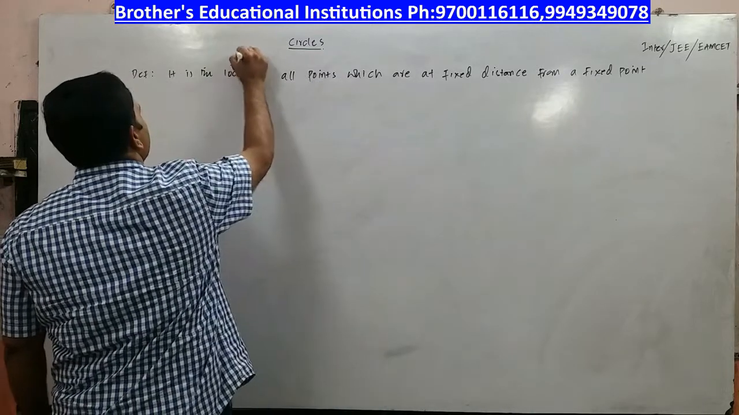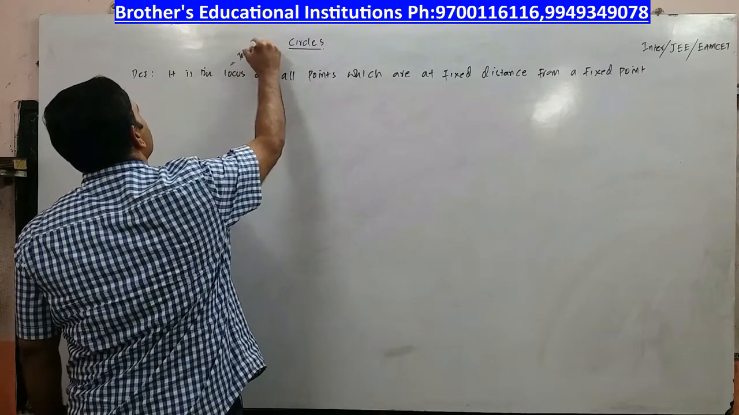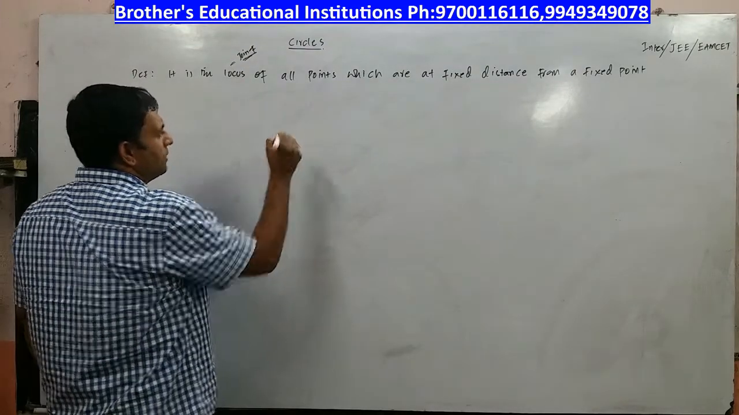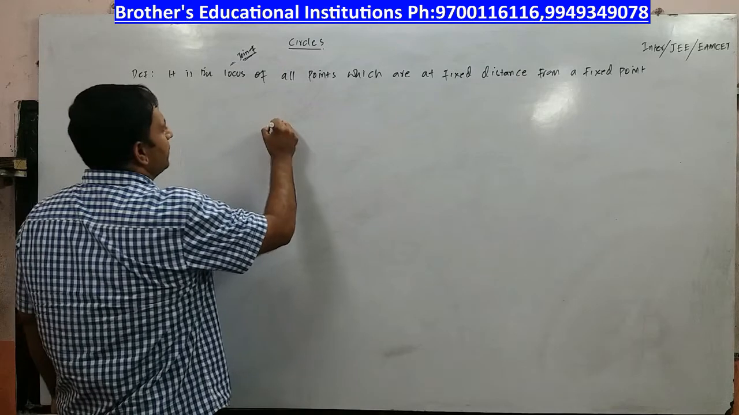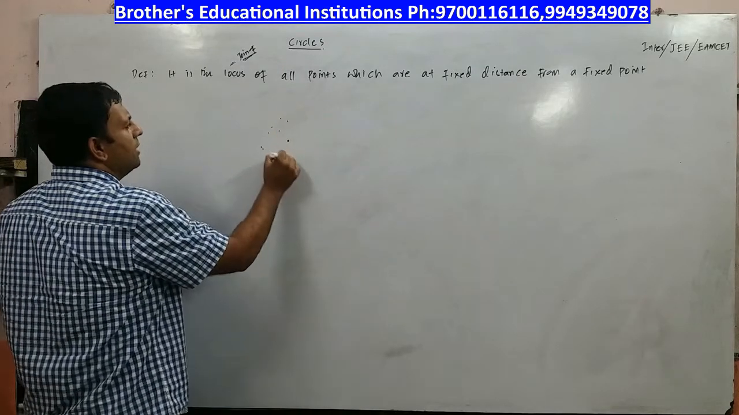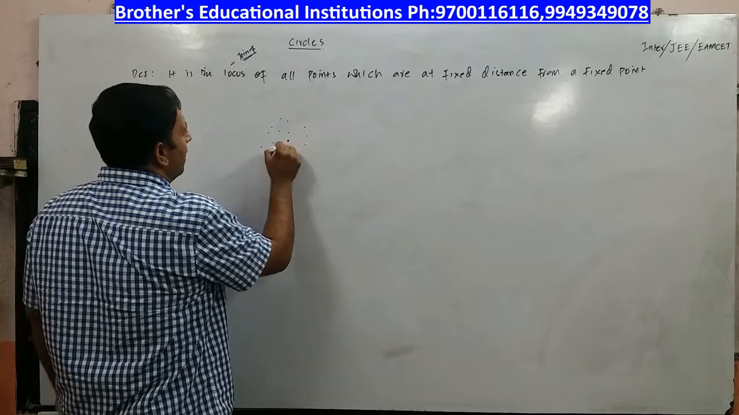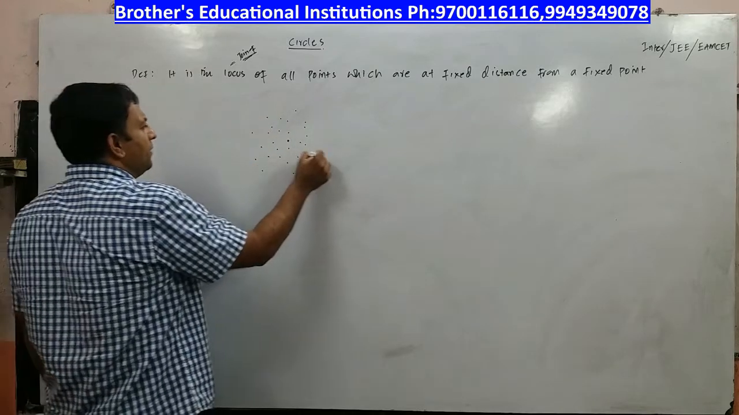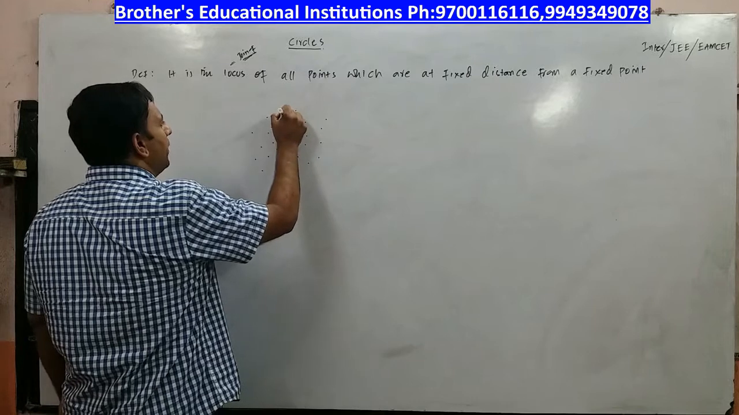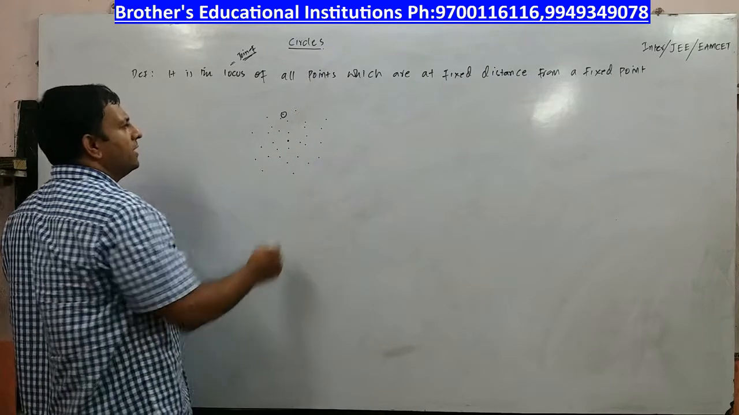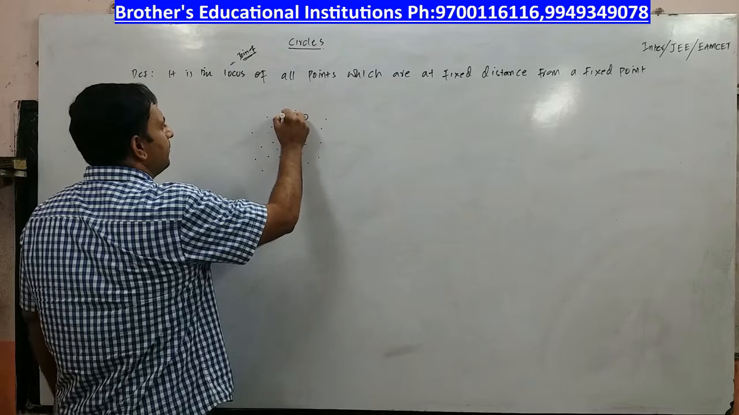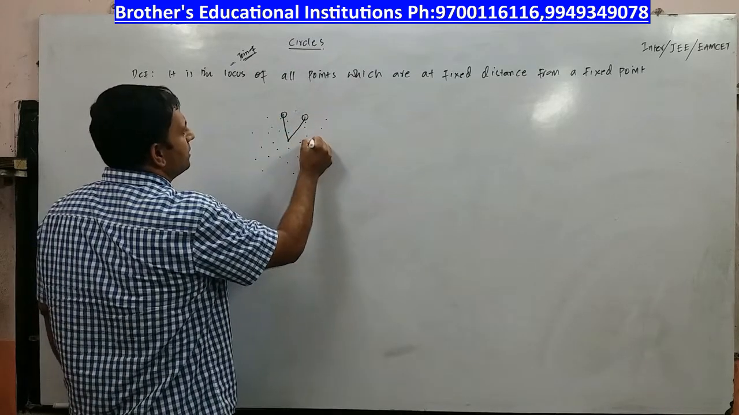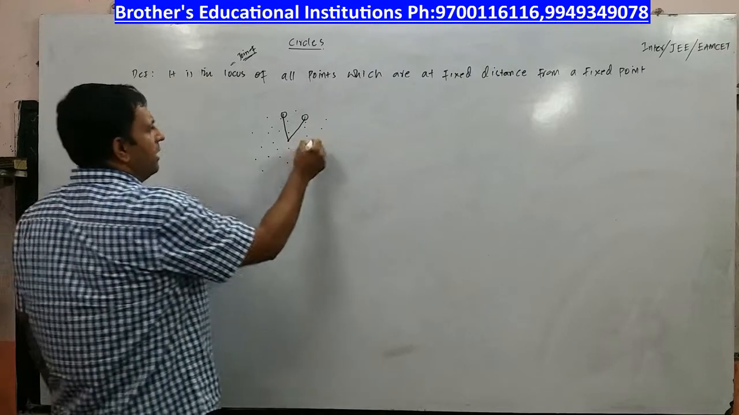Locus is nothing but the join of points. Let me explain. If there is a fixed point and around this fixed point I draw infinite points, now if I start collecting these points, what is the basis for collection? I take a fixed distance. From this distance, any point I will collect.